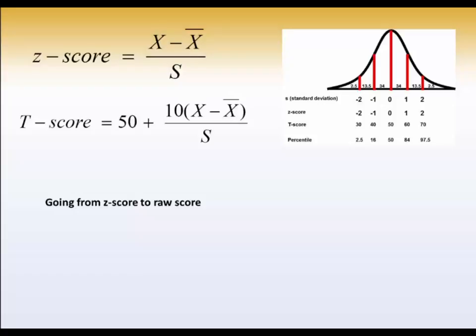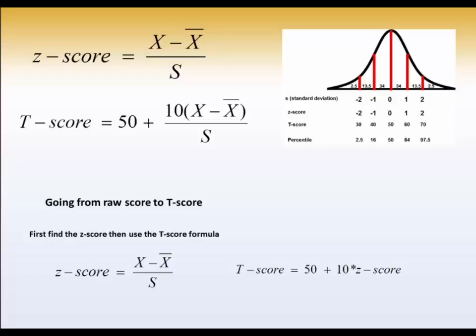If you're going from z-scores to raw scores, you simply change the formula around and you have x is equal to the mean for the raw scores plus the z-score times the standard deviation for the raw scores. Going from a raw score to a t-score, first find the z-score, then use the t-score formula. So the z-score is equal to the observation minus the mean of that distribution divided by the standard deviation. Then the t-score is equal to 50 plus 10 times the z-score.